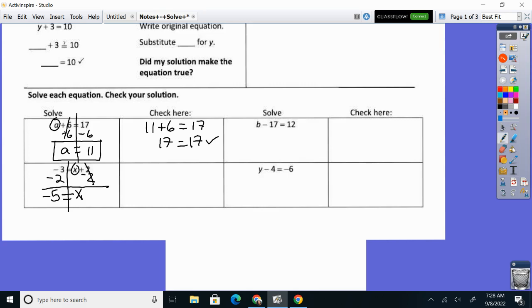So then I plug that in to check. I have negative 3 equals negative 5 plus 2, and negative 5 plus 2 is negative 3. So this one is correct.